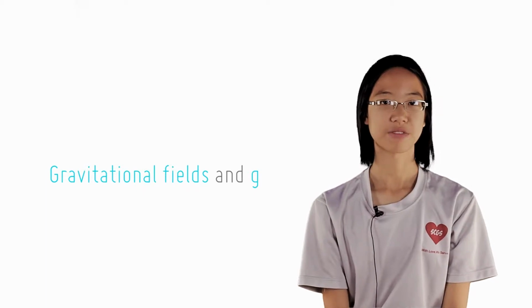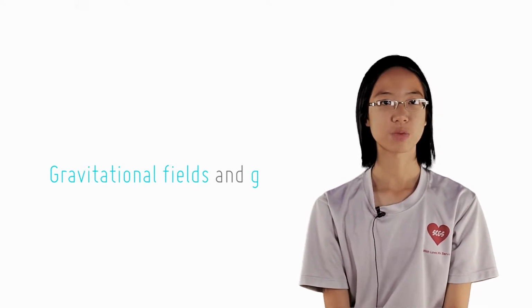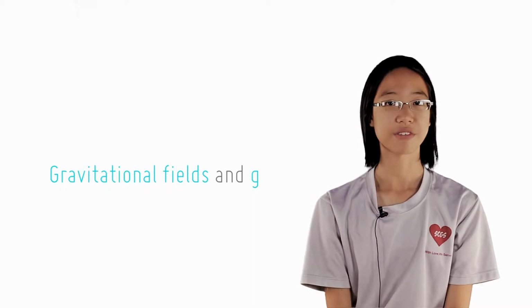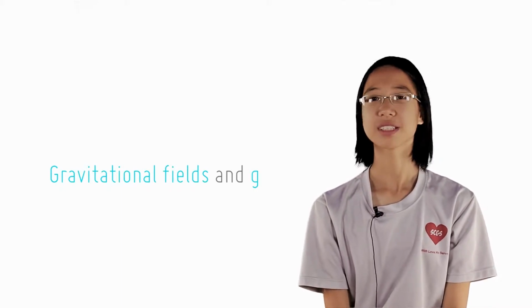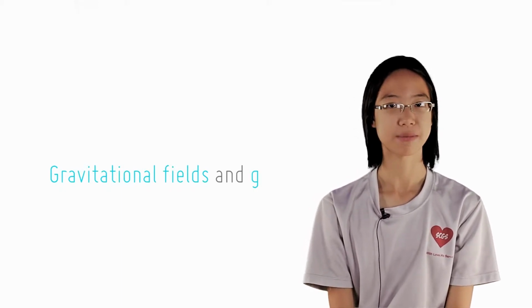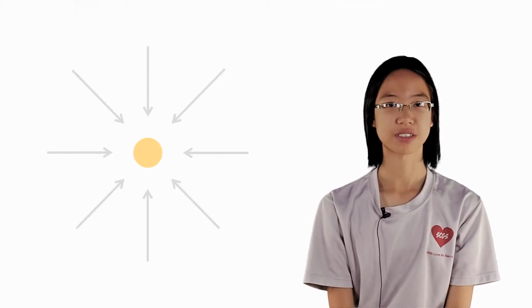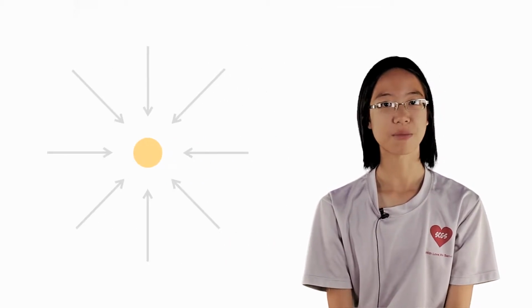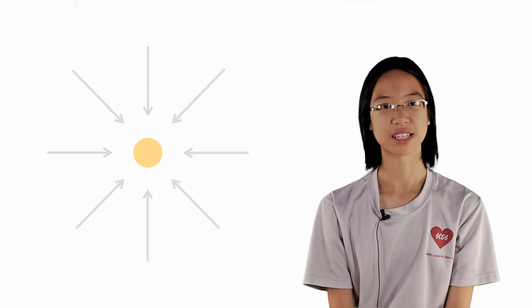What is a gravitational field? To understand this, we need to ask, where does this gravitational force come from? This force actually comes from placing a mass in a gravitational field. And where does this field come from? The other mass produces it.